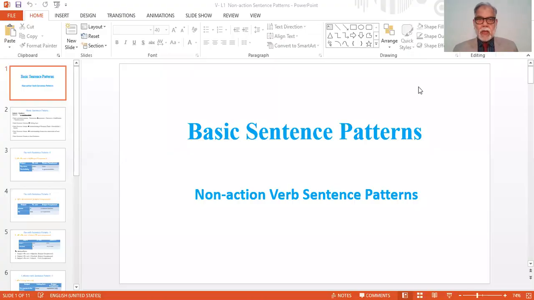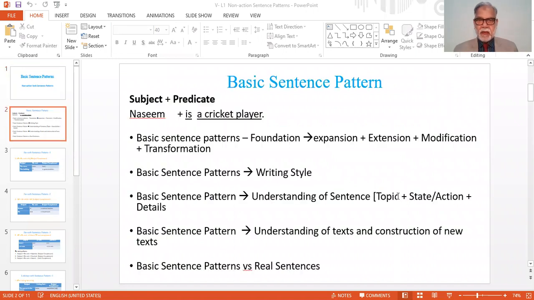distributed these basic patterns into two sections. First section is non-action verb sentence patterns, and second section is action verb sentence patterns. So, basic sentence patterns. And today we are discussing non-action verb sentence patterns.